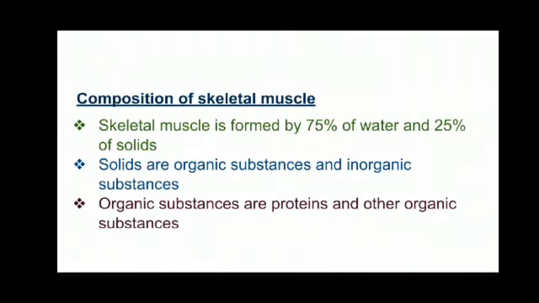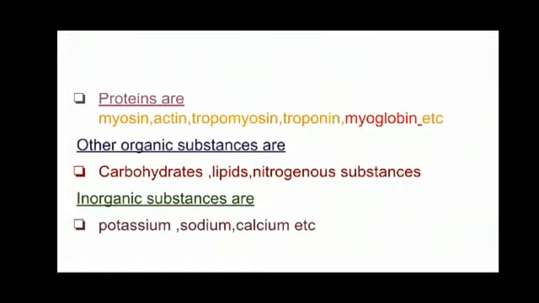Composition of skeletal muscle. Skeletal muscle is formed by 75% of water and 25% of solids. Solids are organic substances and inorganic substances. Organic substances are proteins and other organic substances. Proteins are myosin, actin, tropomyosin, troponin, myoglobin, etc.